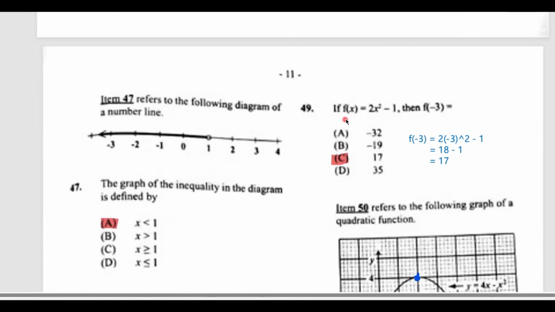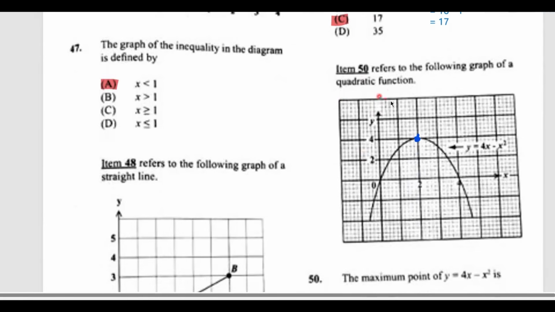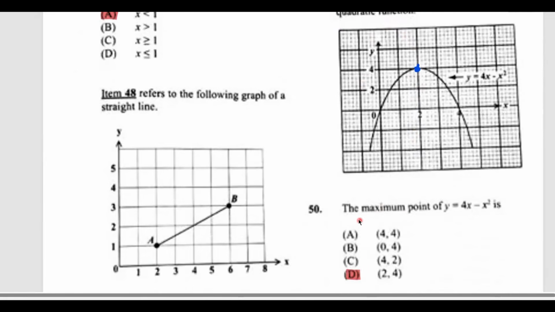49. f of x is 2x squared minus 1. What's f of minus 3? Plug in minus 3 into where x is. It'll be 2 by minus 3 squared minus 1. Minus 3 squared is 9, and 9 by 2 is 18. 18 minus 1 gives 17. That's C. 50, for the following graph of a quadratic function, the maximum point of y equals 4x minus x squared is. Maximum point, you can see I put a dot there, accounts for the coordinates 2, 4.